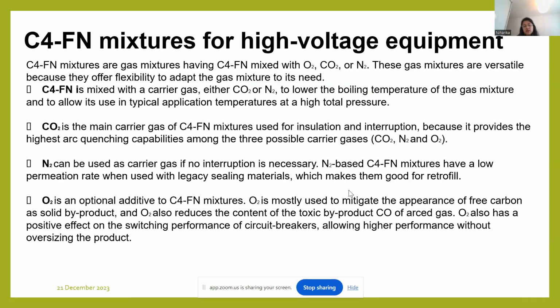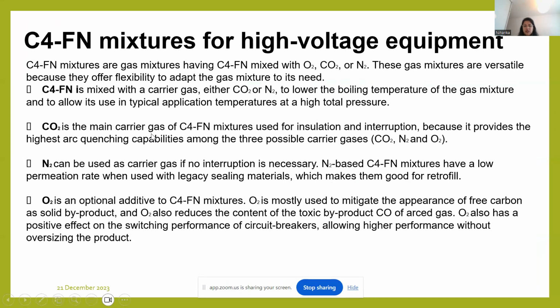So mostly the focus is on the C4FN mixtures for the high voltage equipment, because when it's combined with CO2, in 20-80 percentage, it gives a comparable result with the SF6. Also, the boiling point is lowered when it is combined with CO2 and N2.